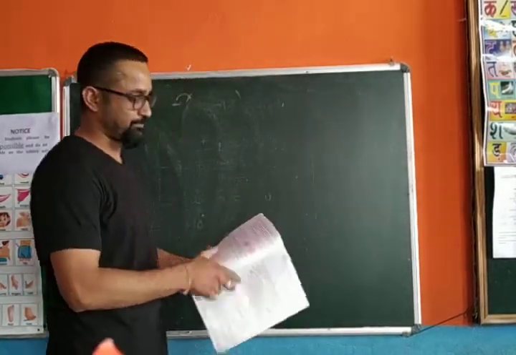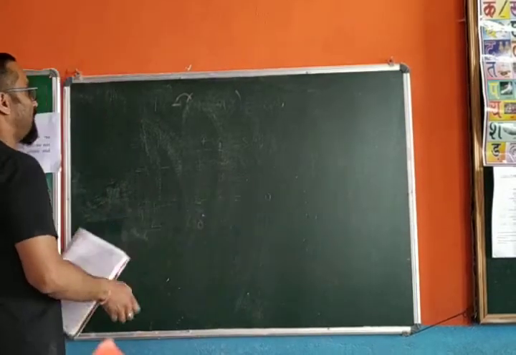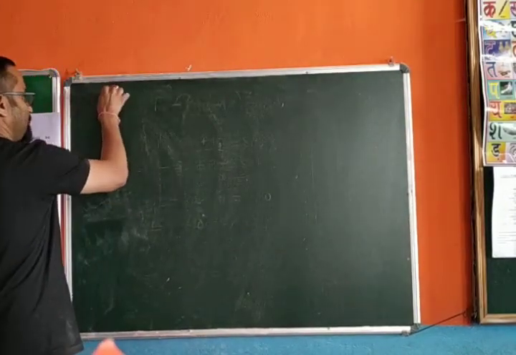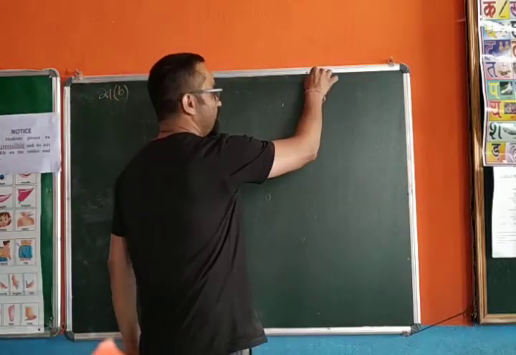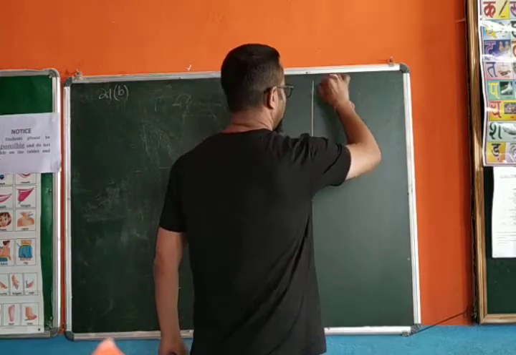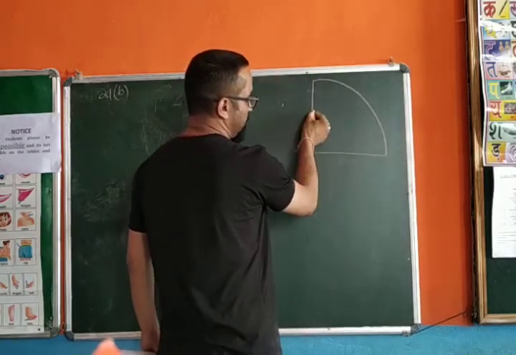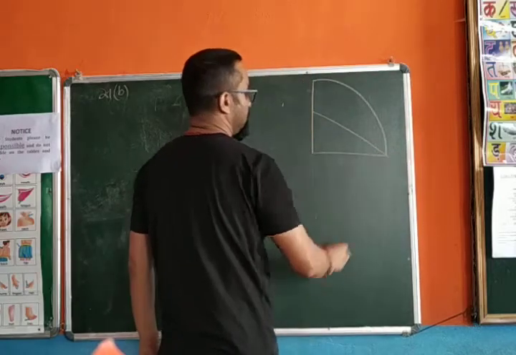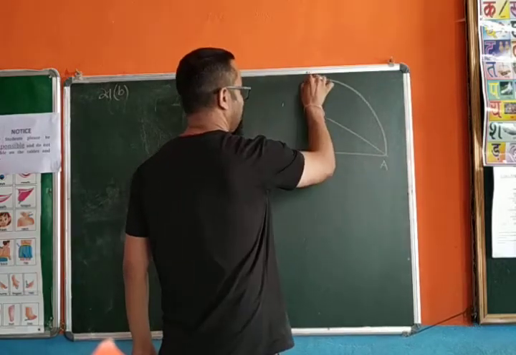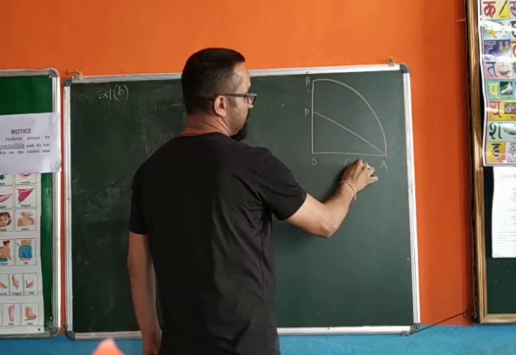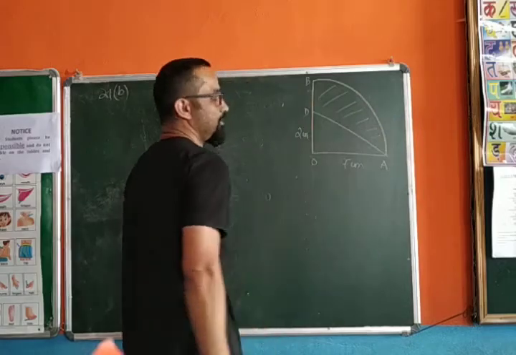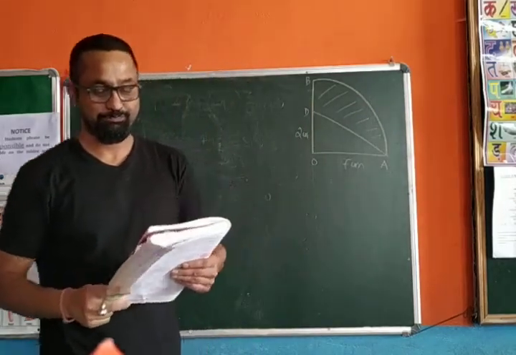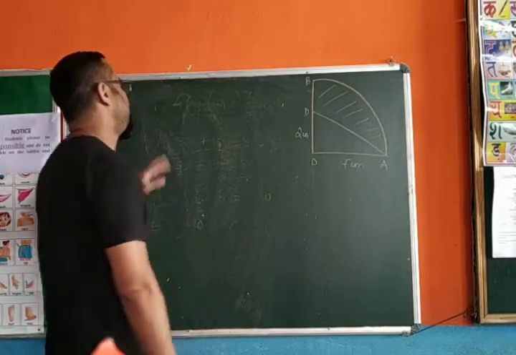So let's do question number 21b. It is based on figure. You have a quadrant, fourth part of a circle, then you have a right angle triangle. Dimensions are given 7 cm and 2 cm. Question says that calculate area of the shaded region.